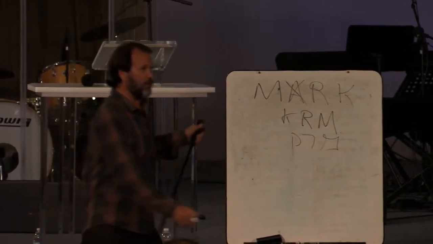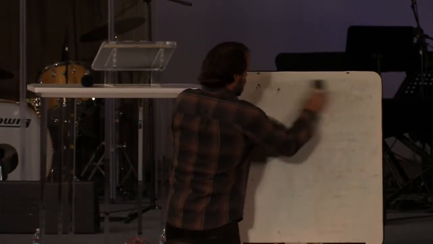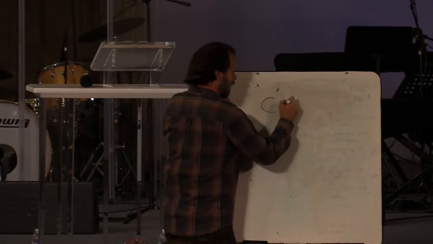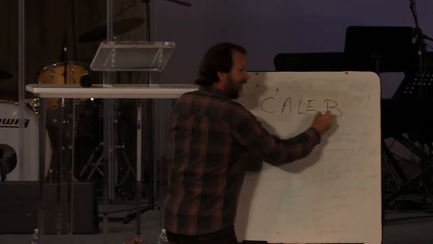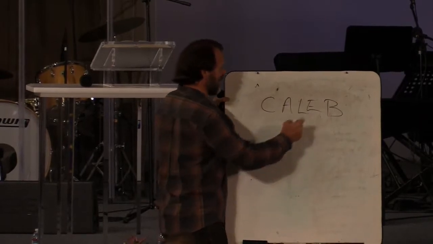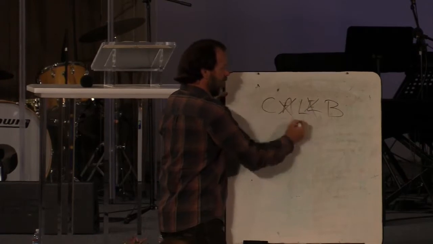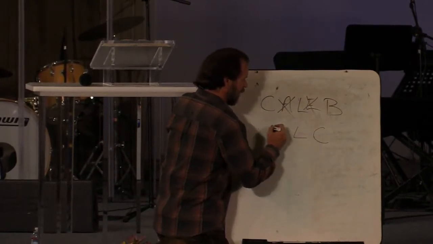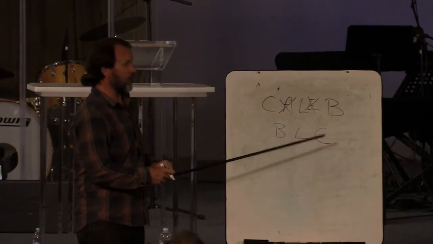Okay? So let's go with another name. Anybody want to use their name? Caleb, okay. I don't want to misspell your name. Okay, so what we're going to do for now, because we don't have the vowels, we're going to get rid of the vowels, right? And we're just going to go ahead and write this backwards. C, L, B. Okay? So, what are we going to use for a C?